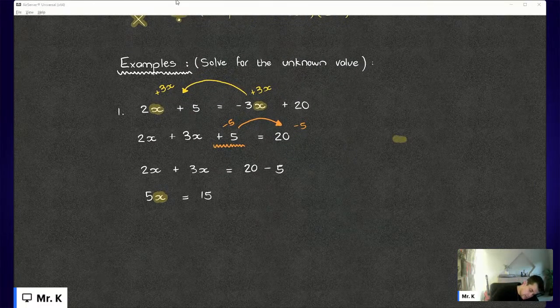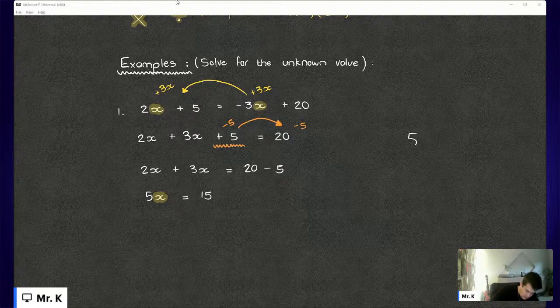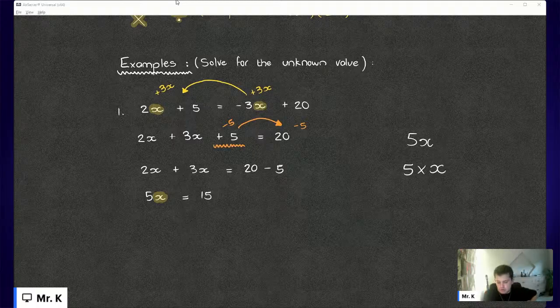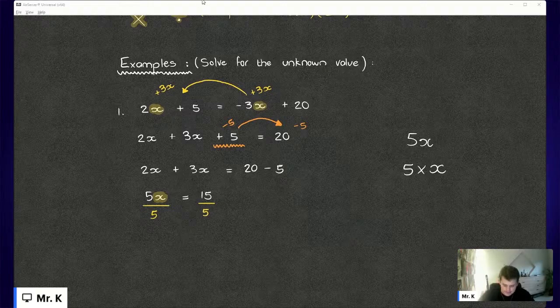Well, keep in mind that if I have 5x, that is the same as saying 5 times x. So right now, this 5 is being multiplied to the x. If I wanted to get rid of it, I would have to do the opposite. The opposite of multiplying would be to divide. So now, to get rid of that 5, I would divide by 5. But what I do to one side of the equation, you also have to do to the other. If we don't, we are changing the question, which we are not allowed to do.